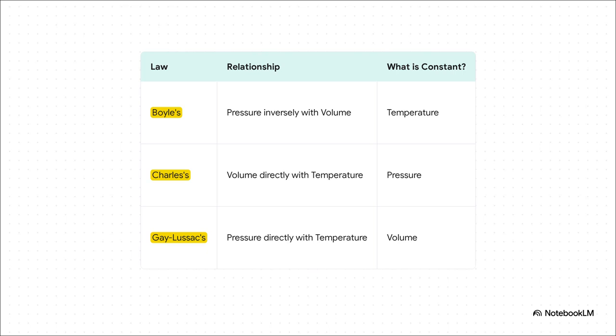So let's just look at the clues we've gathered. Boyle's law links pressure and volume when temperature is constant. Charles's law links volume and temperature when pressure is constant. And Gay-Lussac's law links pressure and temperature when volume is constant. See the pattern? Each law is a piece of the puzzle, but it only works in a perfect lab setting where one thing stays perfectly still.